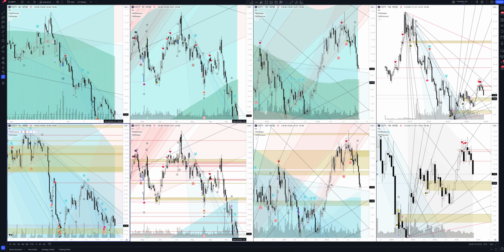Today we will take a look at Coty stock. Let's analyze the market situation and find out how you can make money on it. Let's start.